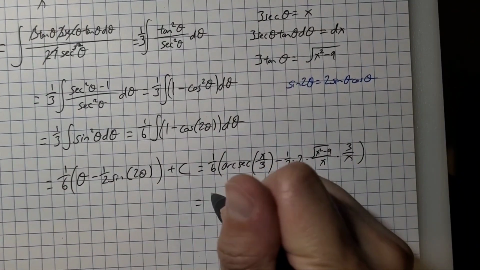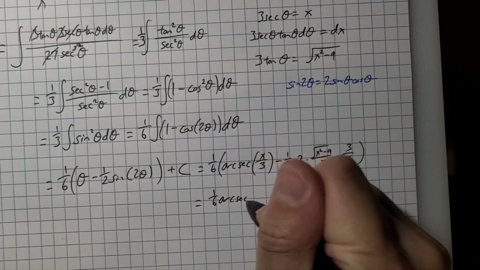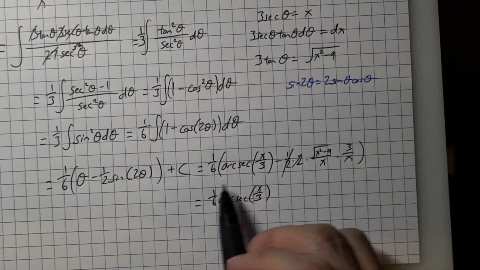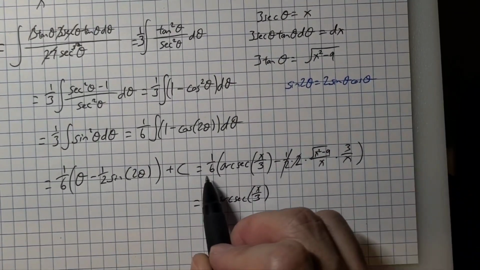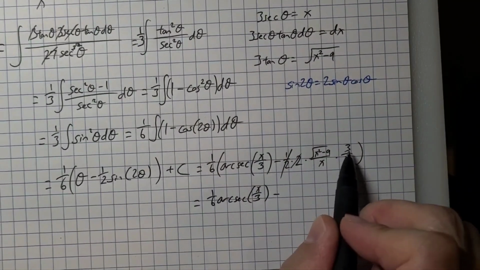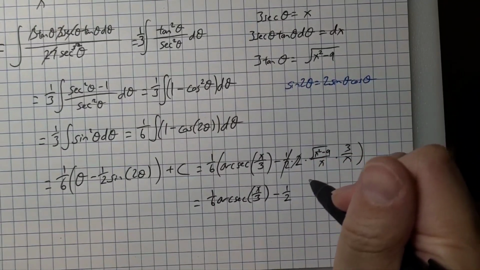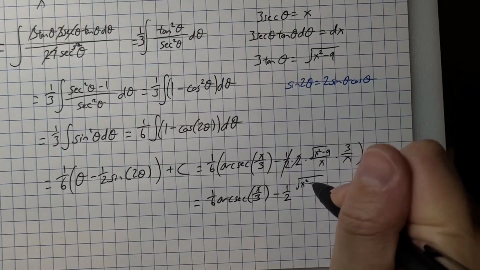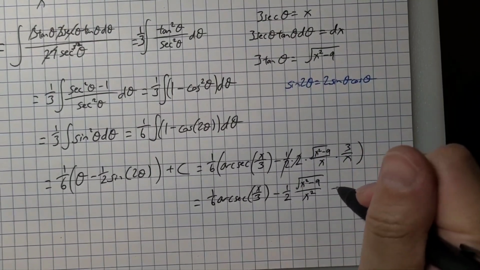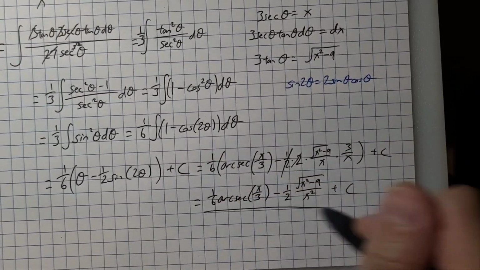So we can rewrite this as a 6 arc secant x over 3. These would cancel. We have a 3 there and then a 6 there. If we distribute that, so there's a minus there. 3 and a 6, that'll be half. And then we get square root x squared minus 9, that's this, divided by x squared, plus c. I forgot plus c up here. Okay? So this should be your answer.